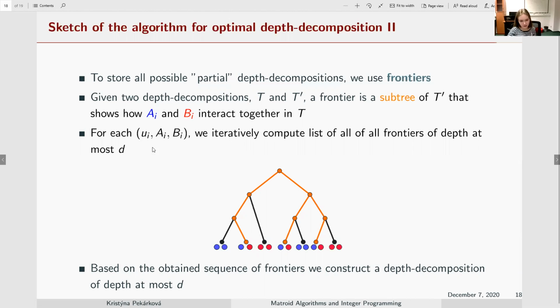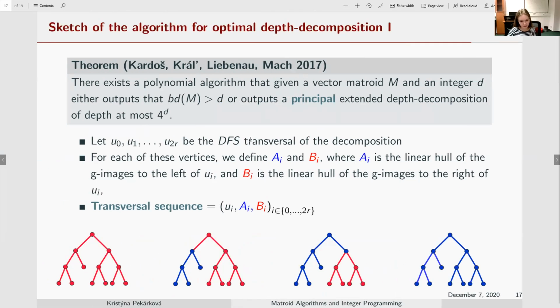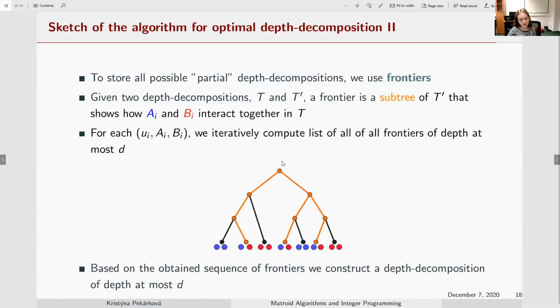So for each of these U_i, for each of these vertices in the order that the transversal would output them, we compute the list of all possible frontiers of depth at most d. For each of these vertices, we have a list. Initially, for the first vertex, we have a list containing just one element, the root and a null mapping. In each of the iterations, we compute the list of all frontiers of depth at most d based on the list we obtained in the previous iteration. If the branch depth of the matroid is more than d, then during one of the iterations the list becomes empty, and we output this as a result: the branch depth is more than d.